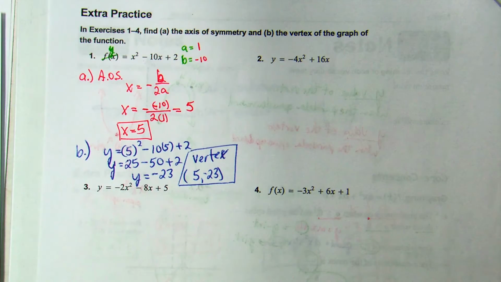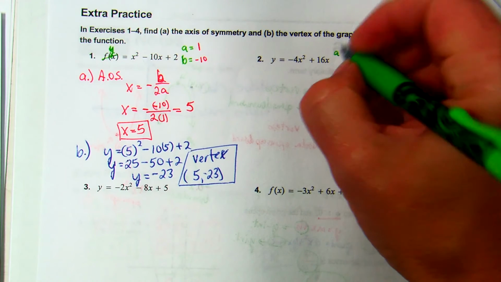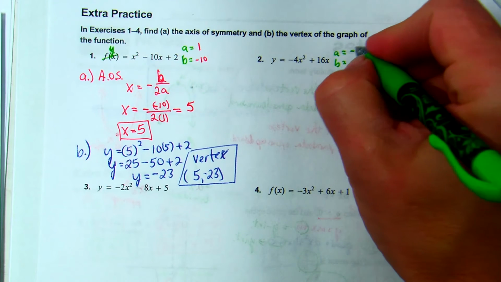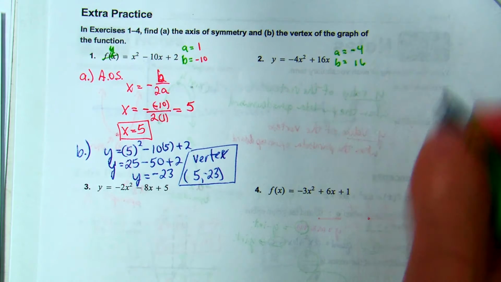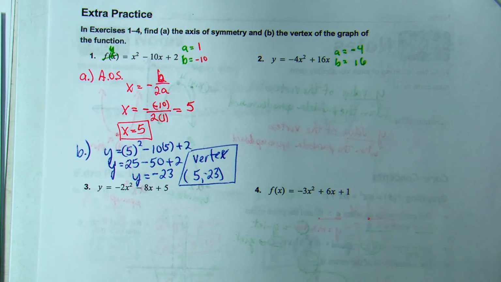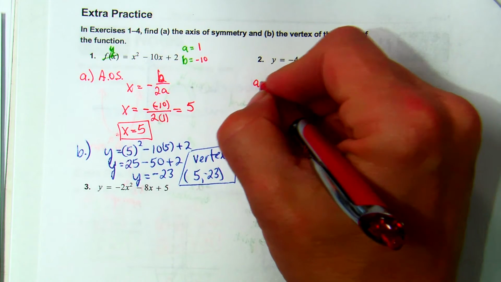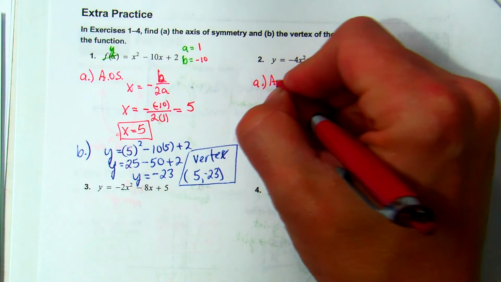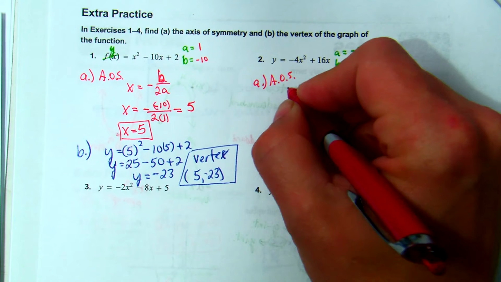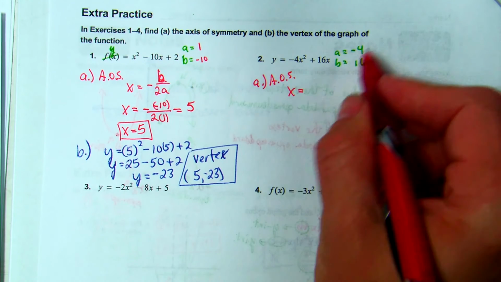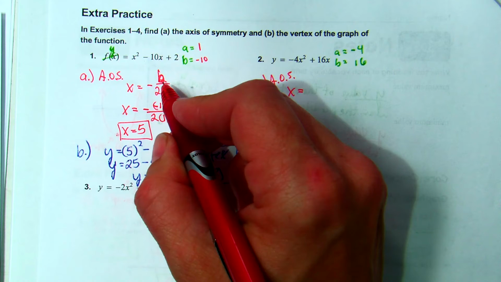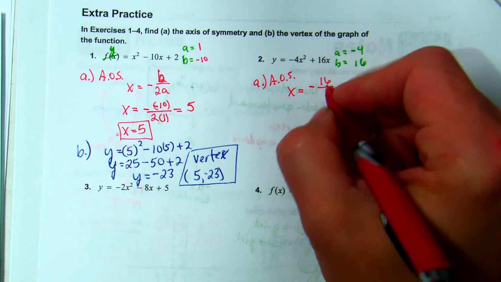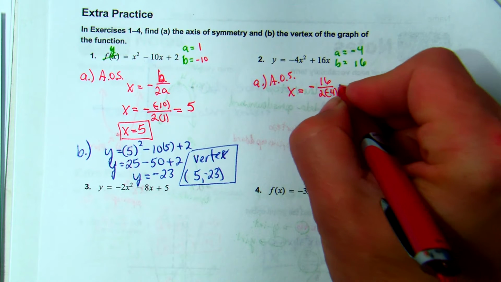Number 2, we're going to find our A and B values. A is a negative 4 and B is a positive 16. Okay? Using those, I'm going to find the first part of the answers, and that's going to be the axis of symmetry. That is x equals, and we'll fill it in as we go. It's negative B over 2A. So we're going to have negative 16 over 2 times a negative 4.